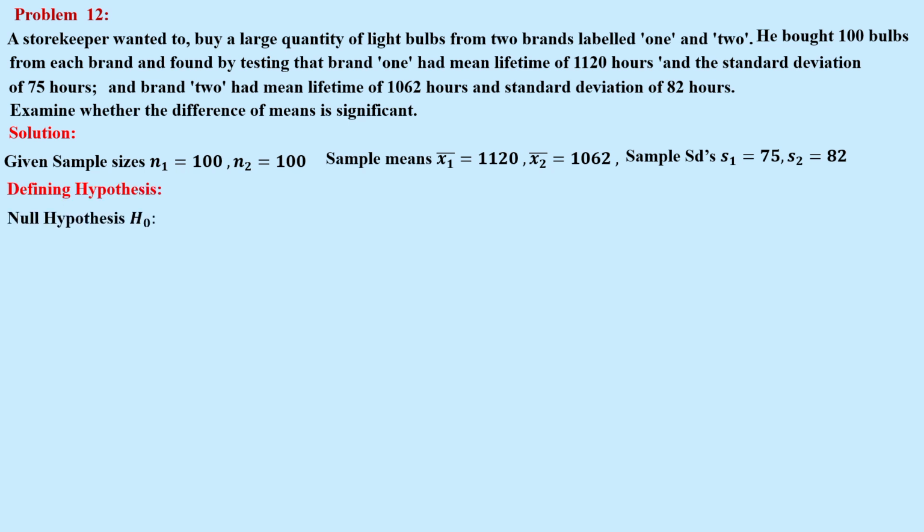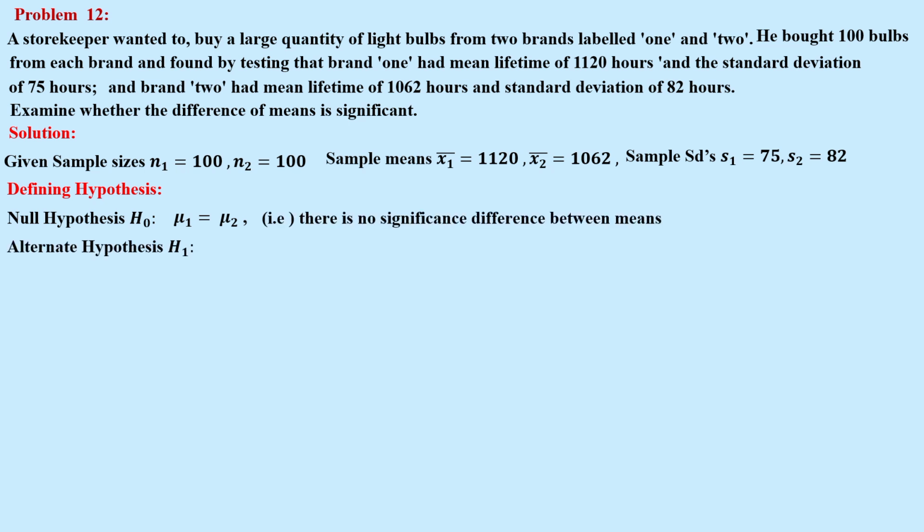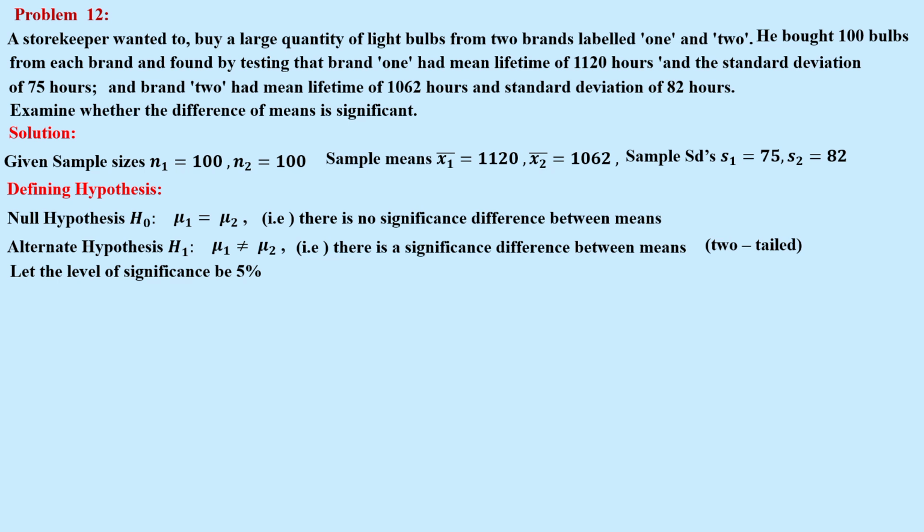Defining hypothesis, H0: there is no significant difference, both are the same. Alternate hypothesis: there is a significant difference, they are not equal. We are using the two-tail test. Significance level has not been given, that is why we are taking 5%.